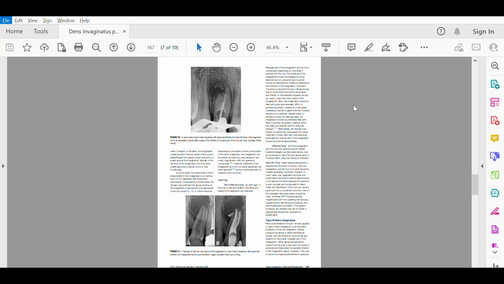So, in my opinion, we need a classification based on 3D imaging to have better planning and more accurate management of these types of cases. It is important to understand the different manifestations and conditions that the clinician may face when dealing with this anomaly, to apply therapeutic strategies that are more predictable to successfully treat and save teeth with dens invaginatus. And thank you.